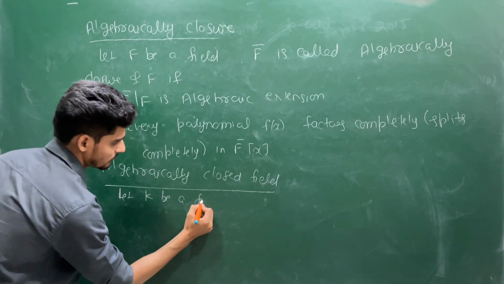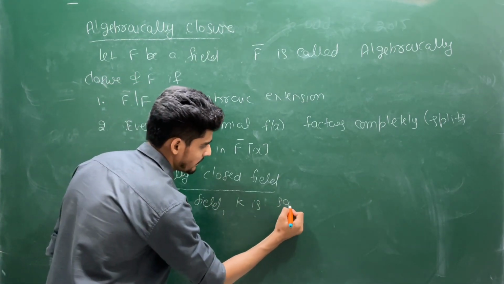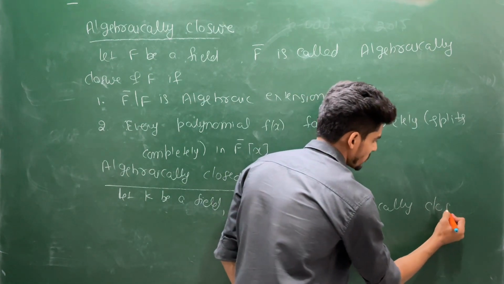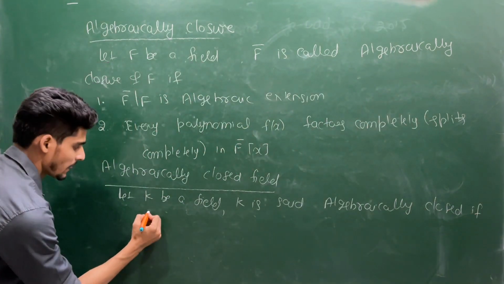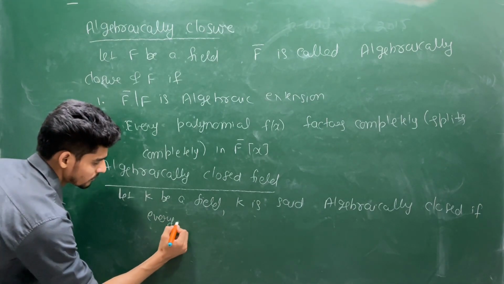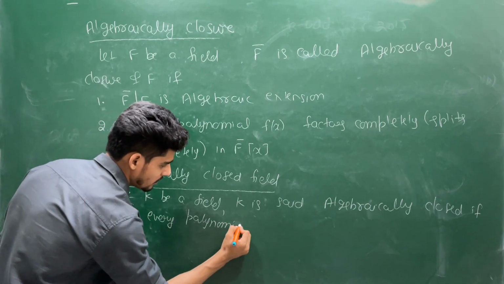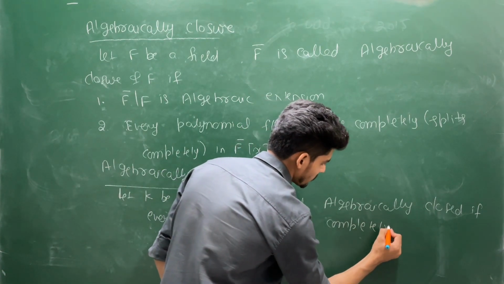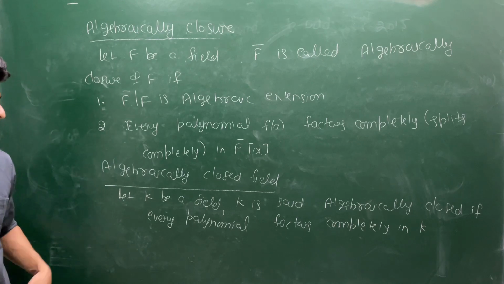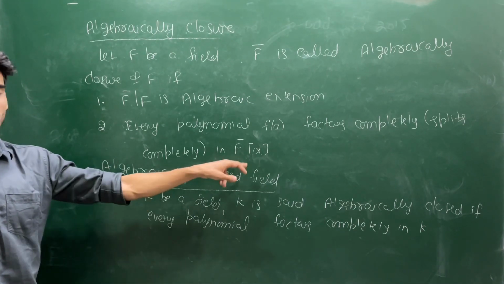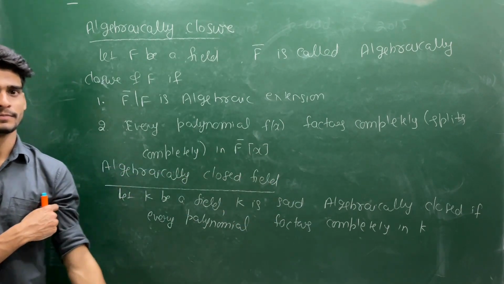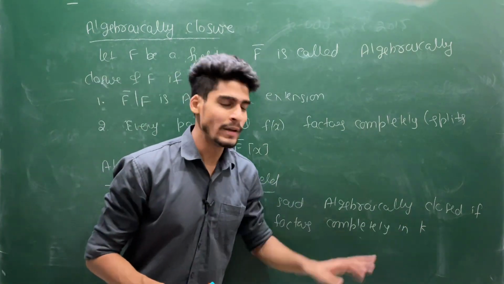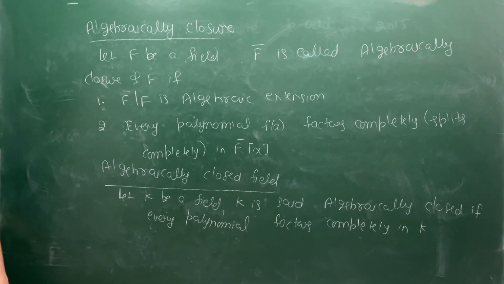Let K be a field. K is said to be algebraically closed if every polynomial factors completely in K, or in other words, you can say K is said to be algebraically closed if every polynomial has all the roots in K, because factors completely means you can factor into linear factors, that means every root will be inside K. Then we say this K is algebraically closed field.